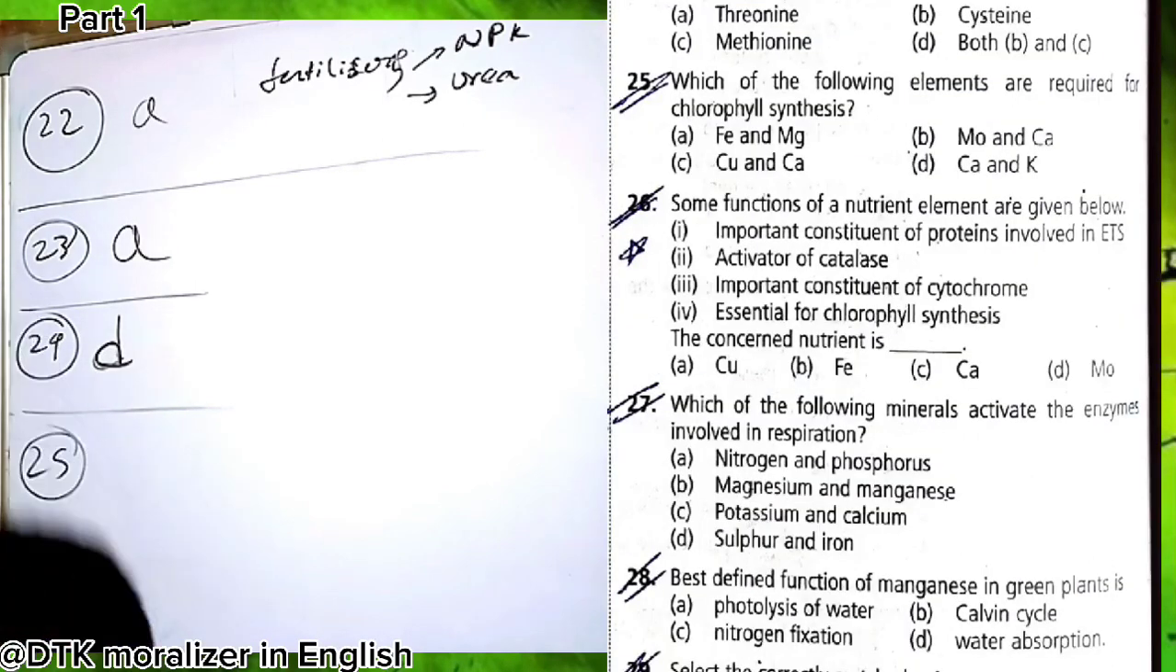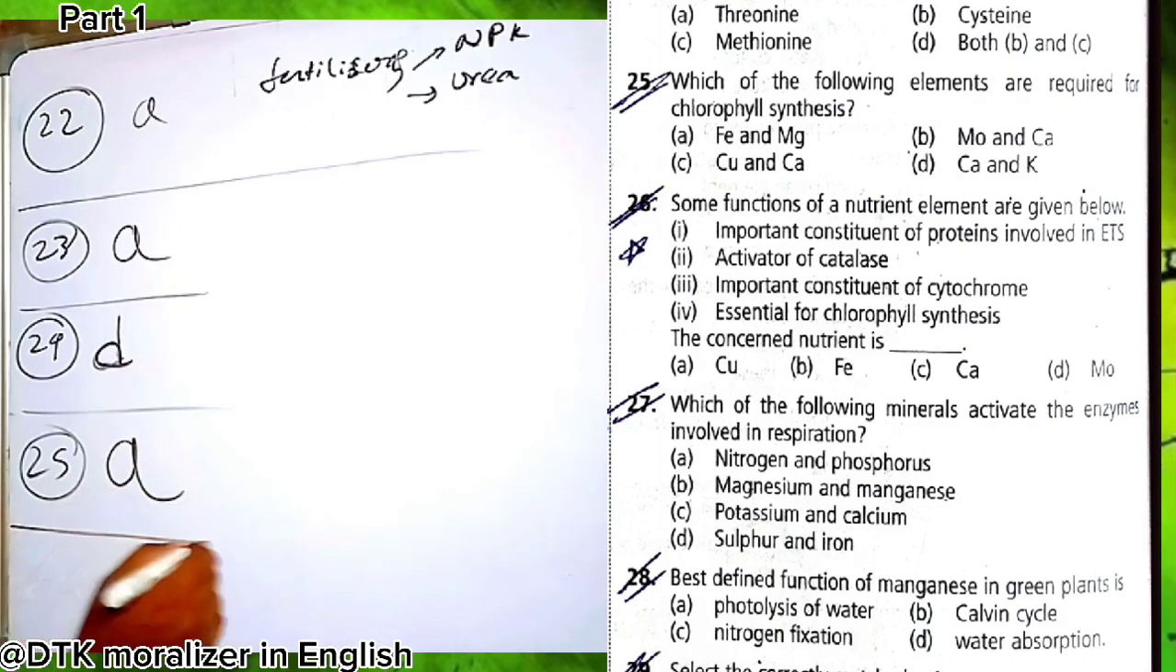Now question number 25. Which of the following elements are required for chlorophyll synthesis? Iron and magnesium, molybdenum and calcium, copper and calcium, calcium, potassium. So here for chlorophyll synthesis, iron and magnesium are essential. So option A is right.